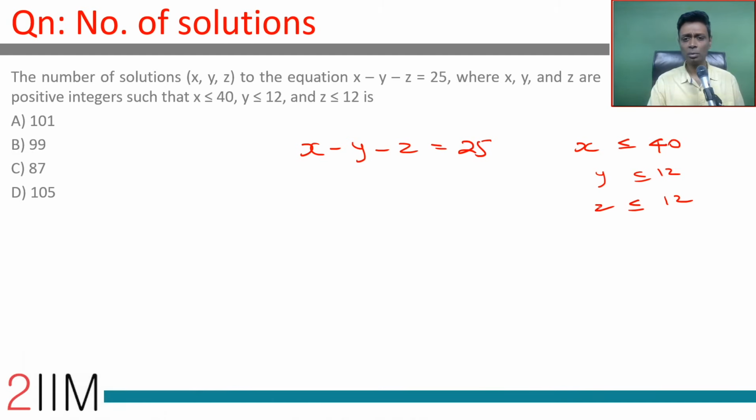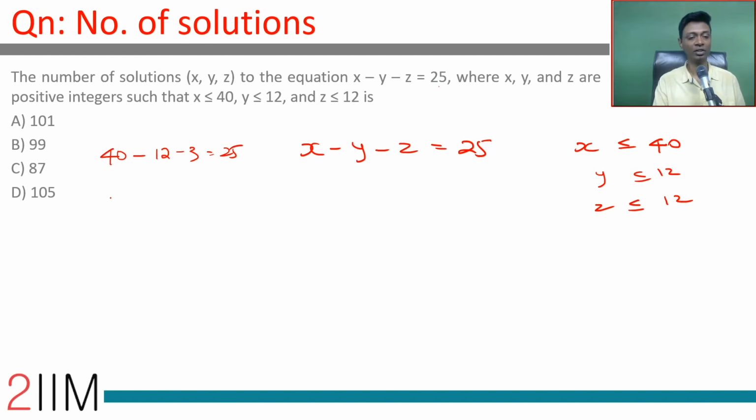Right, so let's think about this. From 40, we subtract something to get 25. I'm just going to put some numbers here. 40 minus 12 minus 3 equal to 25. 40 minus 15 is 25. X can be 40, Y can be 12, and Z can be 3. This works.